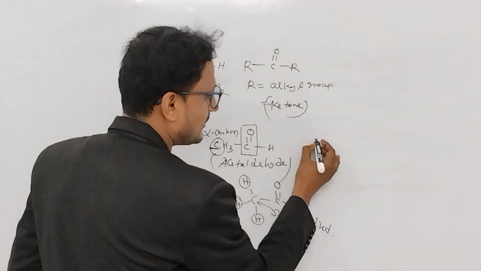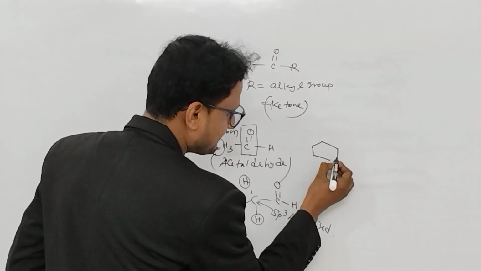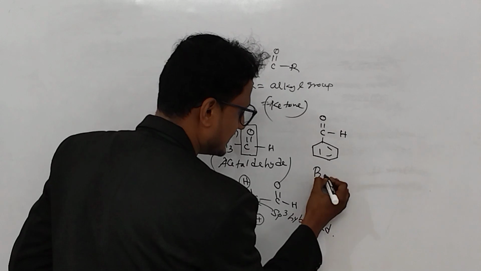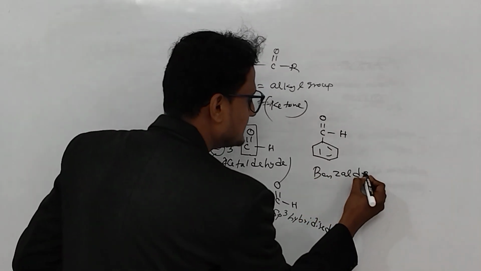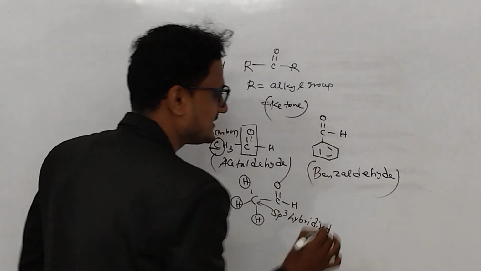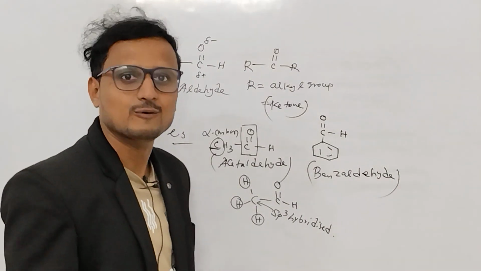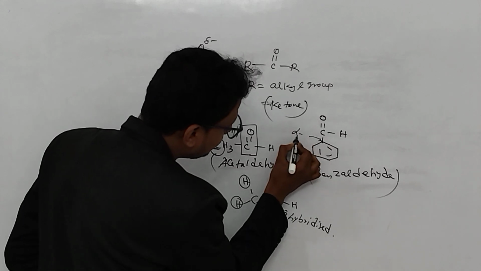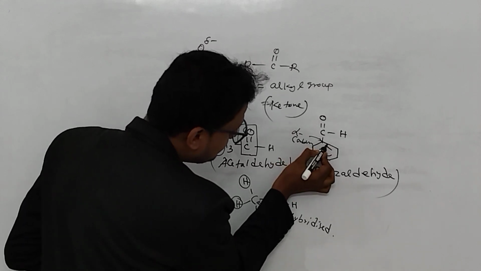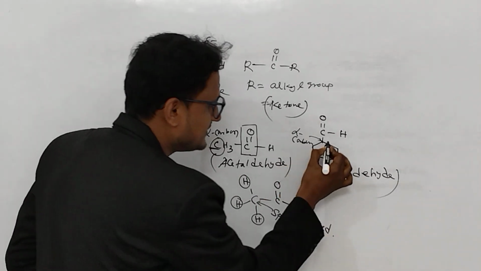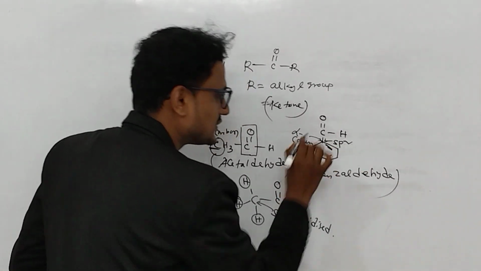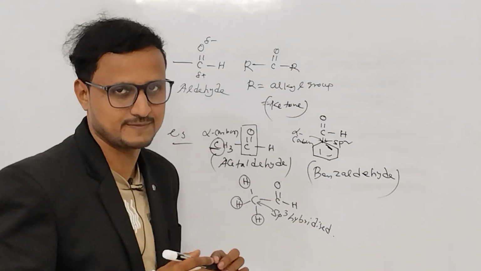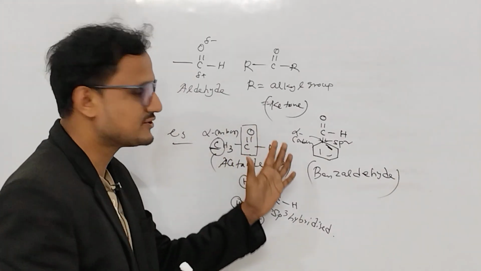Now if we take this compound, benzene with C double bond OH, that means this compound is benzaldehyde. This benzaldehyde does not participate in the Aldol condensation reaction. Why? Because you can see that though this is the alpha carbon, it bears the double bond. That means this is sp2 in nature. So as it is sp2, this will not participate in the Aldol condensation reaction. Clear? This is the major concept.